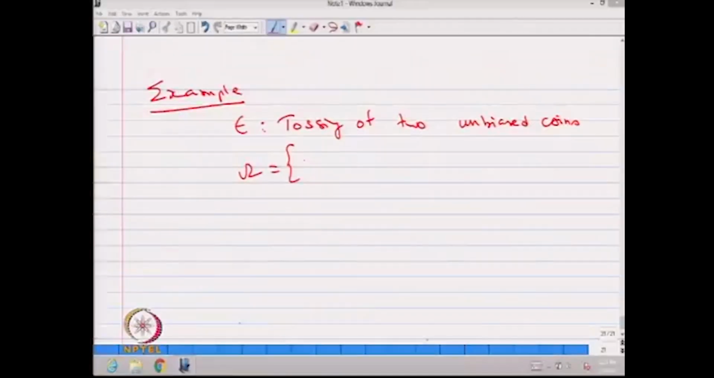Therefore, you will get a collection of all possible outcomes. I use the notation capital H for getting head, capital T for tail. So, HH means both we got head and head, and then head tail, or tail head. When you toss 2 unbiased coins, you will get either head head, or head tail, or tail head, or tail tail. Therefore, these are all the 4 possibilities.